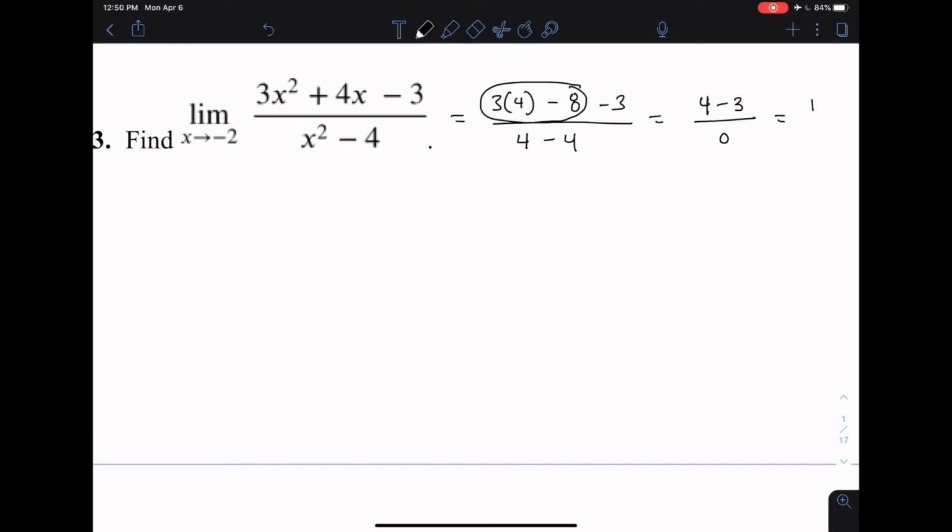Ooh, this one's a little tricky. I got 1 over 0, so the answer is does not exist. If you're rushing, you might be tempted to just say, okay, it's going to be 0 over 0 and then move on. But in this case, it was actually 1 over 0. You just have to be careful with your algebra. Make sure you're actually getting 0 over 0 before moving on to L'Hopital's or any other method.